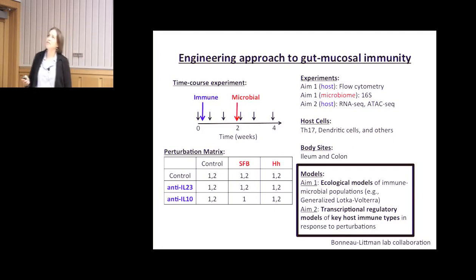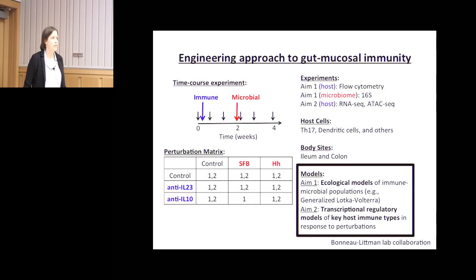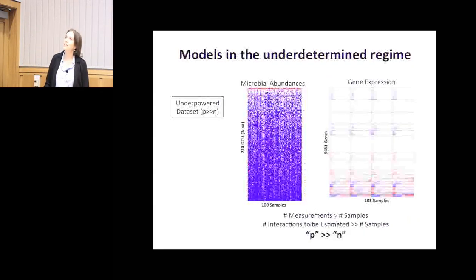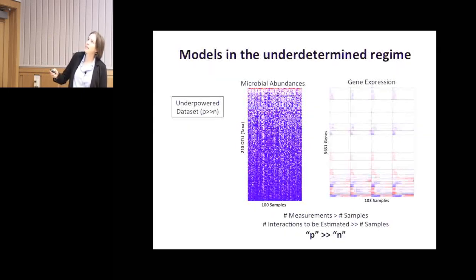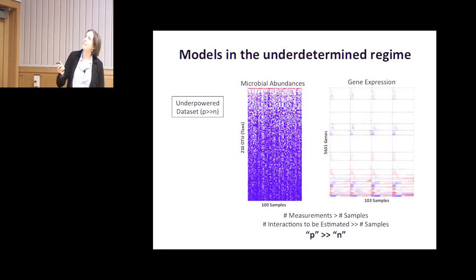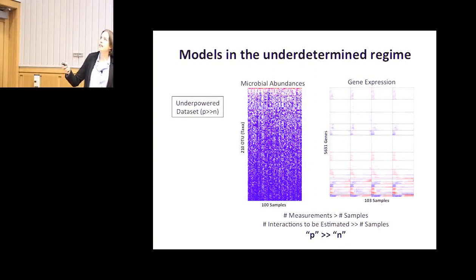But one of the things I wanted to focus on is that, although these goals seem really different, population level models and molecular level models, and they do have different challenges, they do share some similarities. Data from both of these models are in what's known as the underdetermined regime. So I have two data sets. This is a data set of microbial abundances. We have 210 taxa that are measured, 100 samples. Here's another data set, and we have gene expression measurements, so about 5,000 genes and 100 samples.